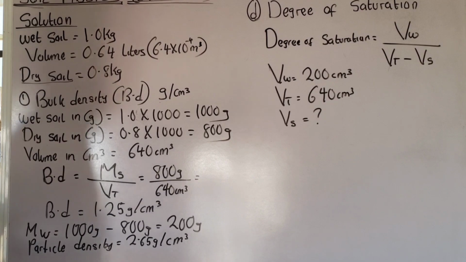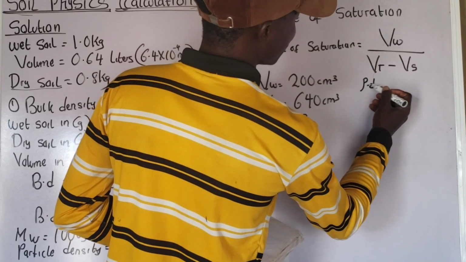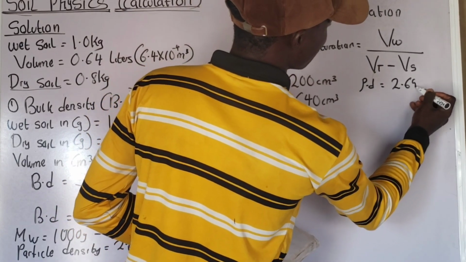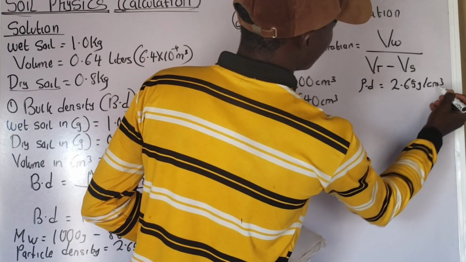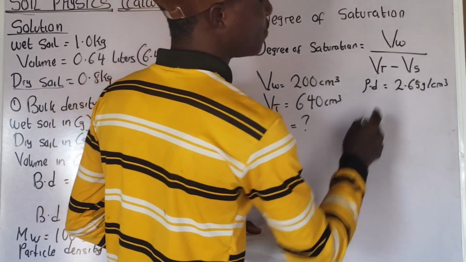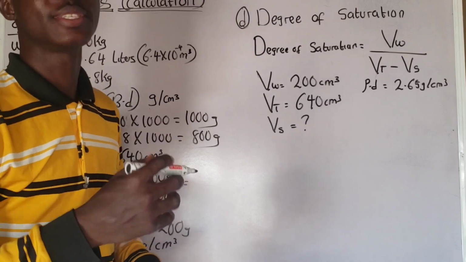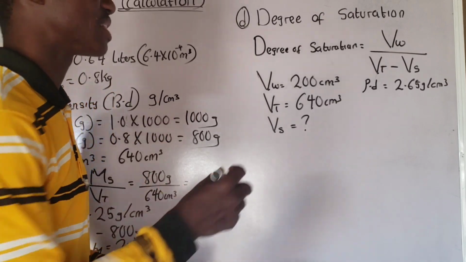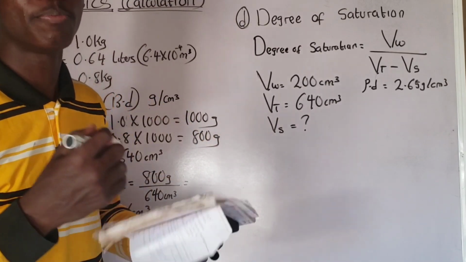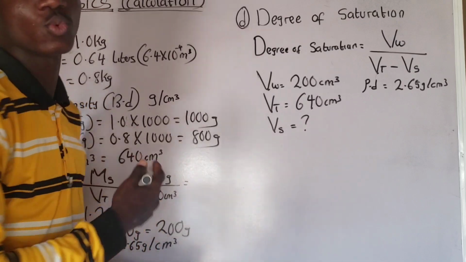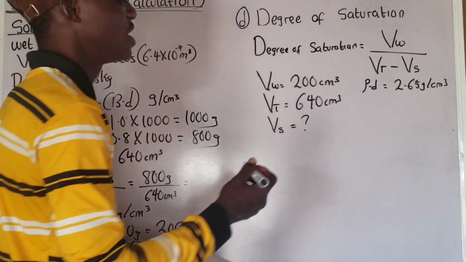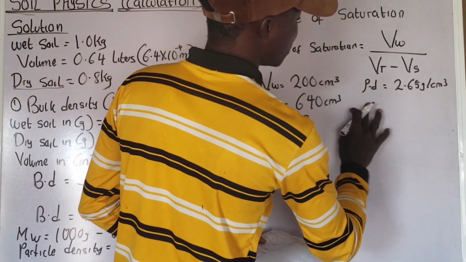You understand? The particle density is given by what? The particle density equals 2.65 gram per centimeter cube. Now, if you look at the unit of this particle density, it is gram per centimeter cube, which means it is mass all over volume that gave us the particle density. And the particle that we're talking about in soil physics is what? The soil itself. You understand? So the particle density 2.65.